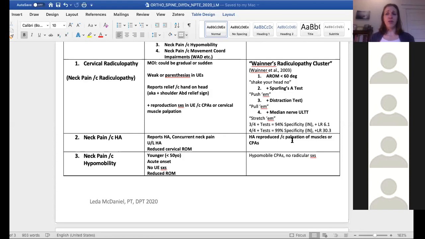And if 3 out of 4 of these tests are positive, or 4 out of 4 of these tests are positive, you see the sensitivity below. It's a really high likelihood that they have radiculopathy, cervical radiculopathy.